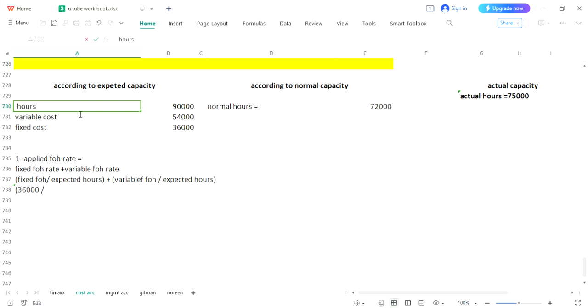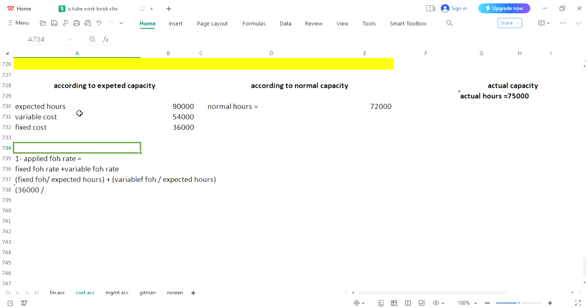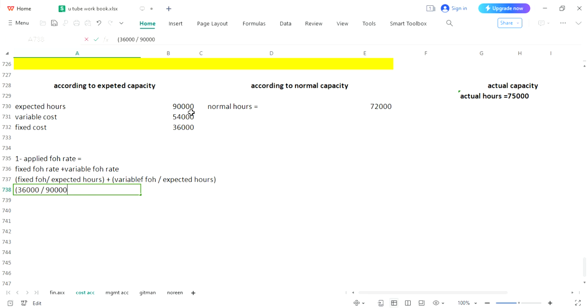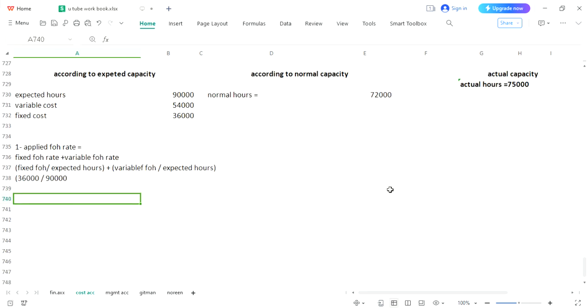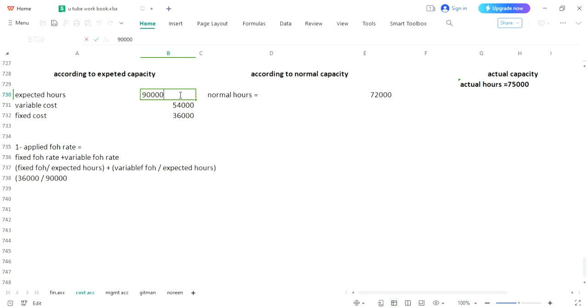As we have clarified, there are two different categories. So this is expected hours, and how much? Expected hours 90,000. So you can put 90,000 over here. Let it be checked again. Expected hours 72,000, and normal capacity is 90,000.